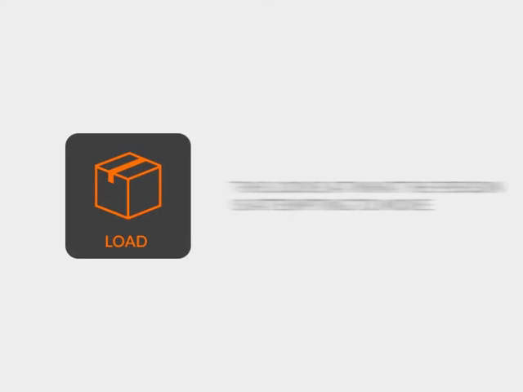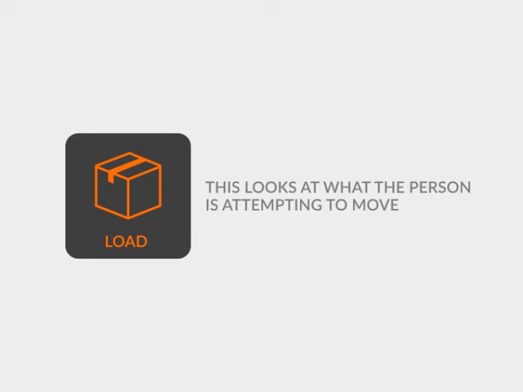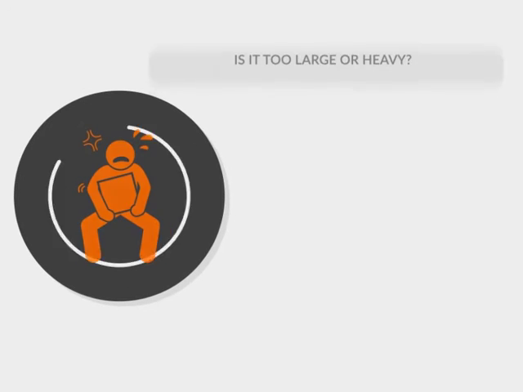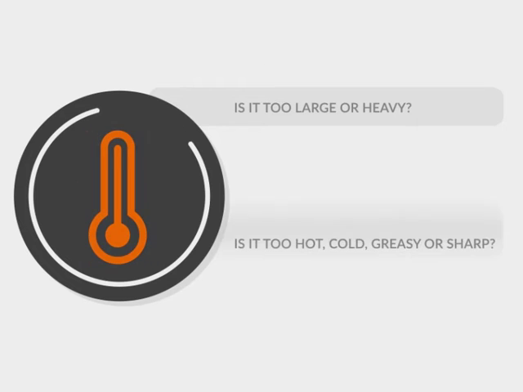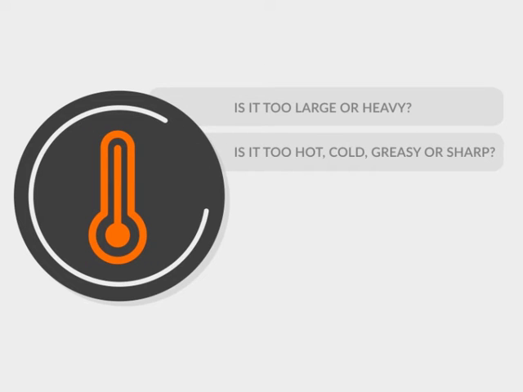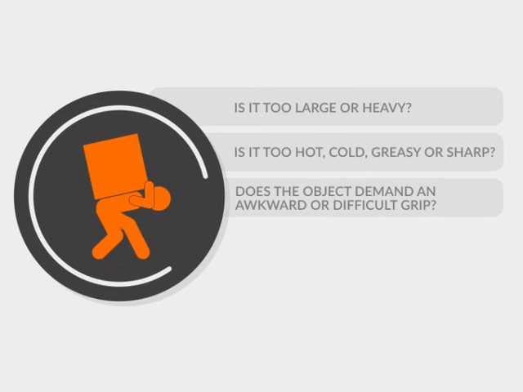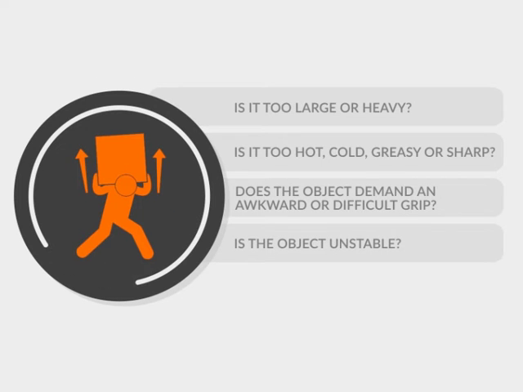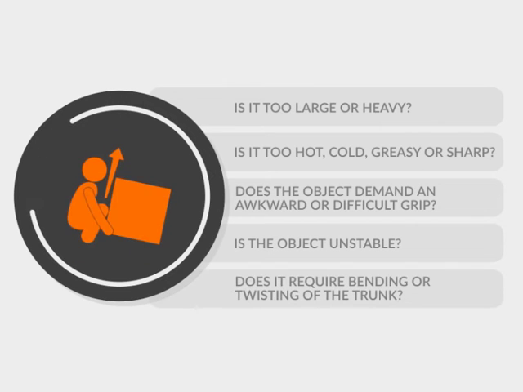Load. This looks at what the person is attempting to move. Is it too large or too heavy? Is it too hot, cold, greasy or sharp? Does the object demand an awkward or difficult grip, and is the object unstable with content that is likely to move around? Does it require bending or twisting of the trunk?